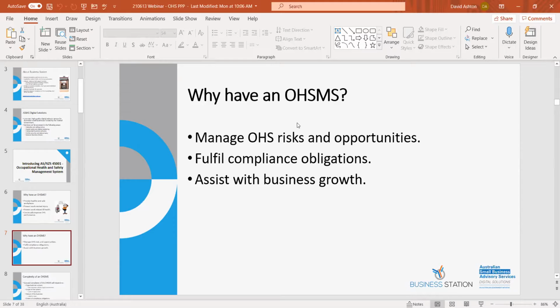So very important from a compliance point of view, important for giving comfort to your employees and prospective employees that you operate a safe work environment, but also for business development as well.